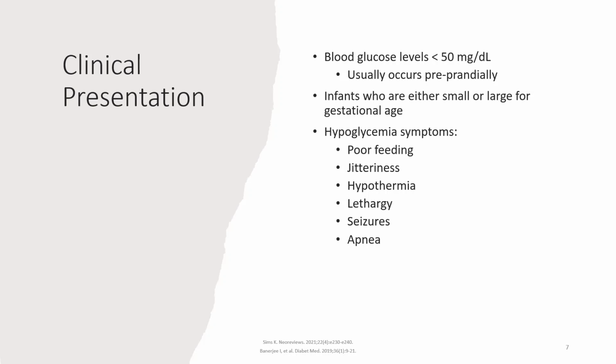Now let's talk about how it can present clinically. Essentially, when blood glucose levels are less than 50, which usually happens preprandially, but postprandial hypoglycemia can also happen on rare occasion. These infants could also be either small or large for their gestational age, and it happens with hypoglycemic symptoms, so poor feeding, jitteriness, hypothermia, lethargy, seizures, and apnea. And as most of you are probably already thinking about this, symptoms of the CHI could be very, very nonspecific in neonates.